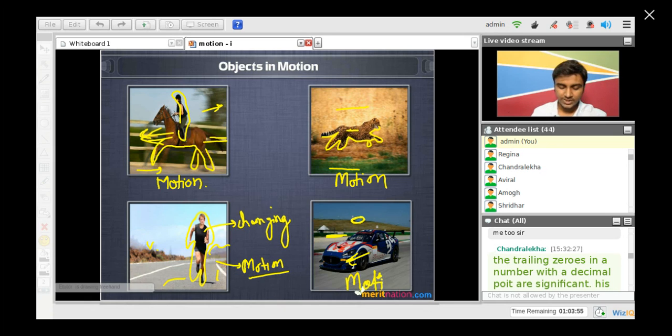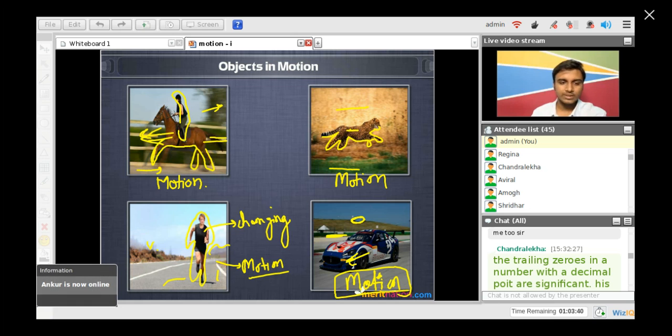So an object is said to be in its state of motion when the position of the object changes with respect to the other objects present nearby it in a certain time interval. Okay, this was about rest and motion.